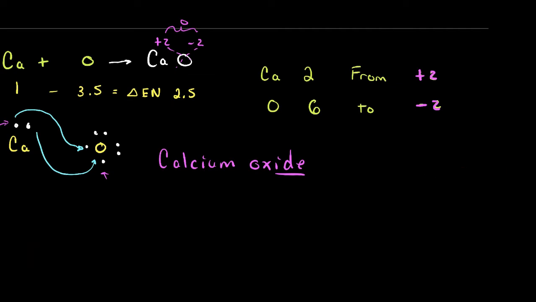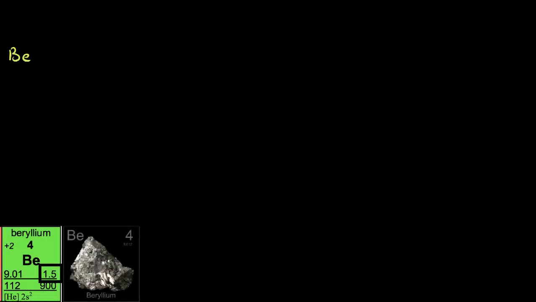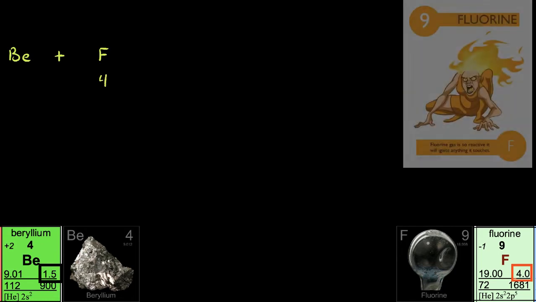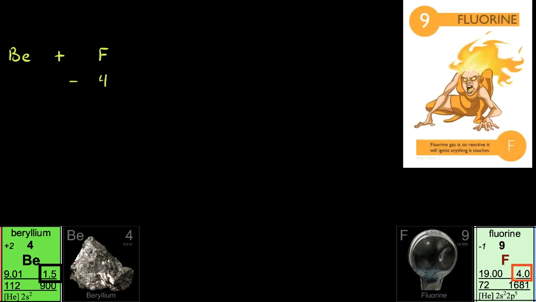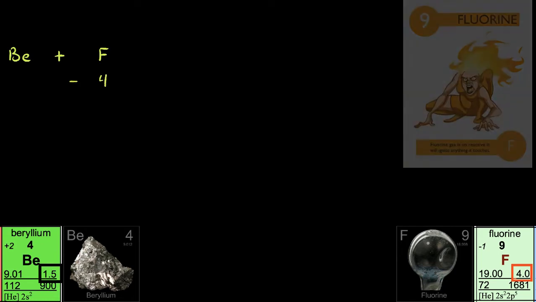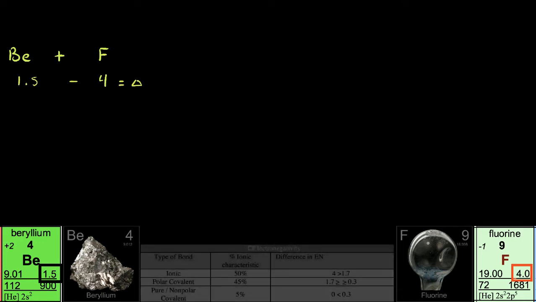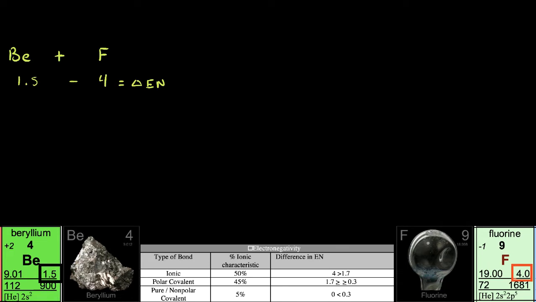Okay, let's go to our next example. Our next example, we're going to have beryllium. Beryllium is Be, and let's combine this with fluorine. All right, fluorine, that's that real attractive element on the periodic table. Most attractive element there is. Beryllium, it's not so attractive. Okay, so if we get our change in electronegativity, our change in electronegativity here is a 2.5. That tells me that this is going to form an ionic bond.